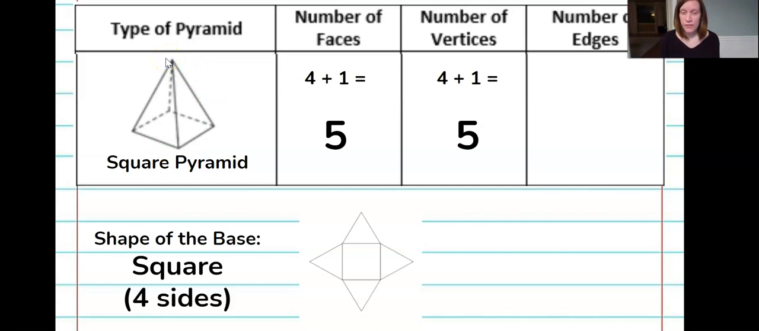The number of edges, we again use the shape of our base to help us. A square has 4 sides, so we're going to have 4 edges on our base, and then we're going to have the 4 edges that make our triangles that come up to the top. So we're going to have, right here, 4 times 2, 8 edges. Make sure you have all of those written before we move to our next one.